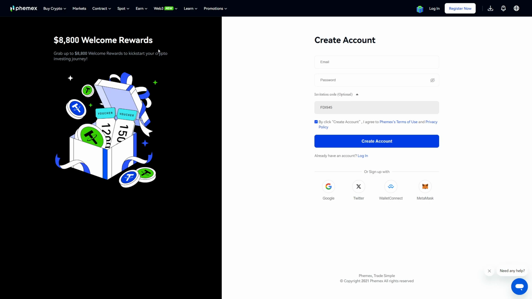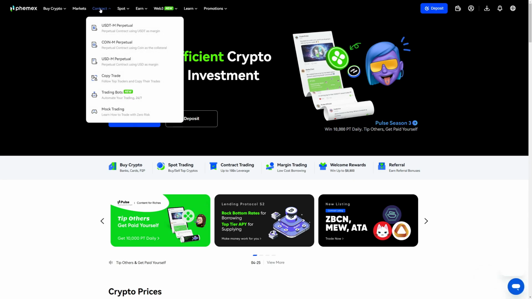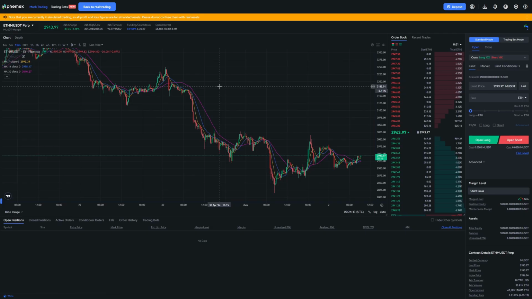After you have signed up on Phemex, you can go right into demo trading. You don't need to deposit any funds. In the top section, hover over contract, and then you want to go to mock trading. And now we are in the official Phemex mock trading dashboard, which is also basically the same word for demo trading. You can see in the top section a disclaimer. This is demo trading. These are simulated assets, and the profits are of course not real, and also the losses are not real. So we can basically trade without any risk.